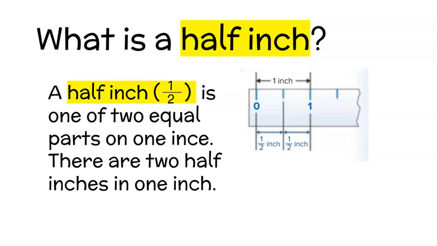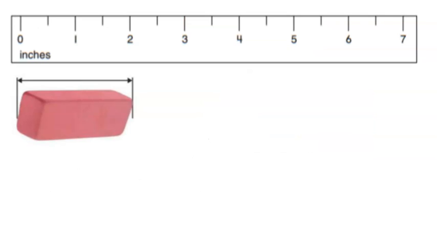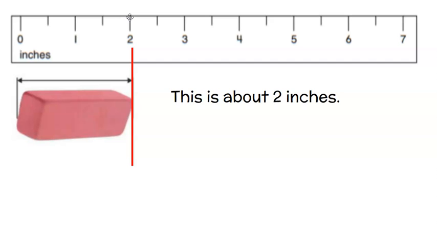Let's measure a ruler here and also a graham cracker. So for the ruler, oh my goodness, an eraser and a graham cracker. Okay, for the eraser, that kind of lines up right here on our ruler. So how long is that eraser, do you think? It's about 2 inches long.